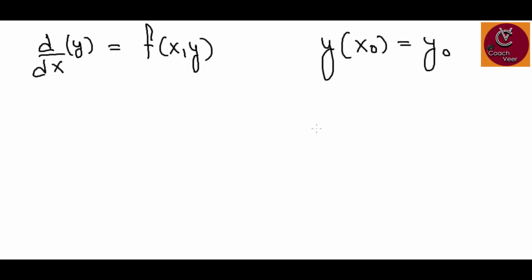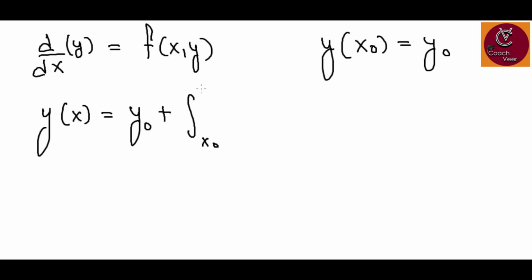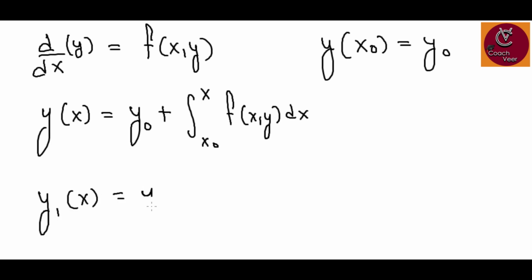Let's proceed to how to solve these problems and what formula we need. The solution is very simple. If you want to find y of x, you put y naught, the initial condition, plus the integral from x naught to x of f of x comma y dx. You just integrate this part and substitute it. For y1, you plug in y naught here: y naught plus the integral from x naught to x of f of x comma y naught.